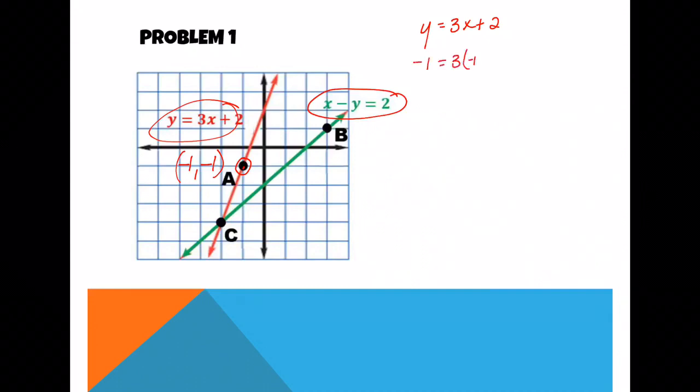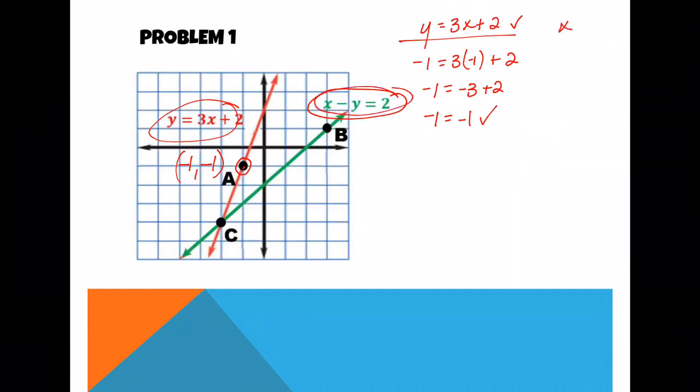I'm going to substitute in -1 and -1 for x and y, which will give me -1 equals -3 plus 2, or -1 equals -1. So it checks out that -1, -1 solves this first equation. Does it solve this equation, x minus y equals 2? Let's substitute -1 and -1 for both x and y. So -1 minus -1 equals 2. Well, that's -1 plus 1 equals 2.